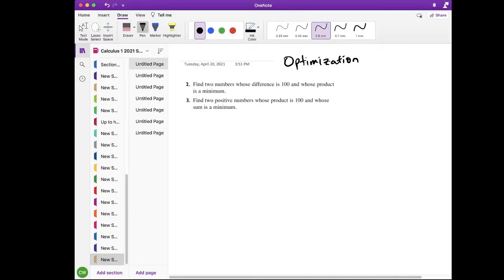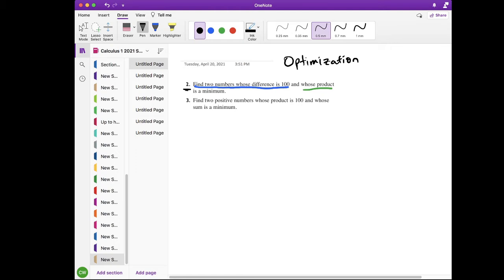Okay, so can someone tell me? For this first question, find two numbers whose difference is 100 and whose product is a minimum. Can someone say two equations that satisfy these clauses? Someone give me a clause or a math equation for difference is 100 and product, and we'll think about product.